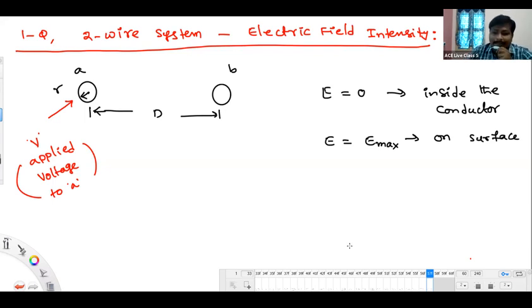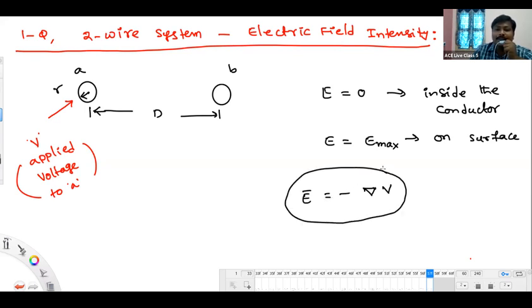Okay. What do you mean by gradient of voltage in mathematical terms? Gradient of voltage is del V. You might have seen a formula like E bar equals minus del V. What is del V? Del V means dou V by dou X AX bar plus dou V by dou Y AY bar plus dou V by dou Z AZ bar.